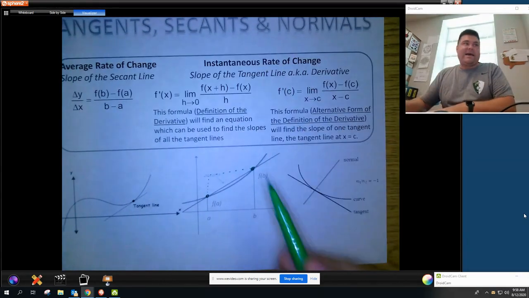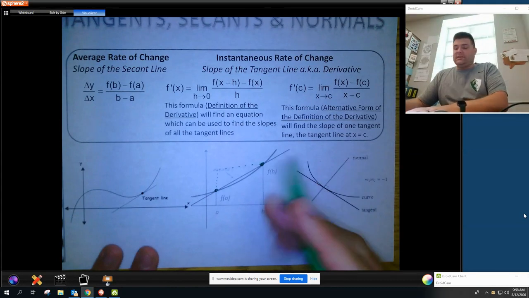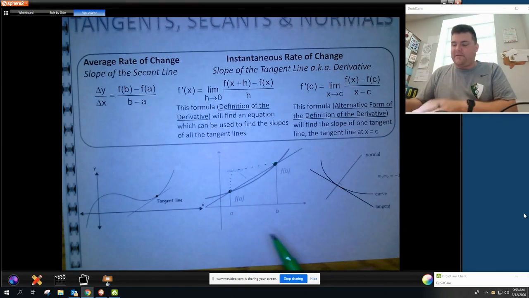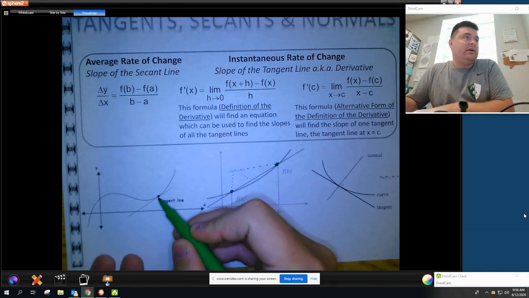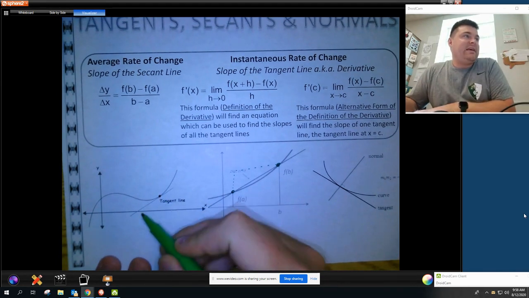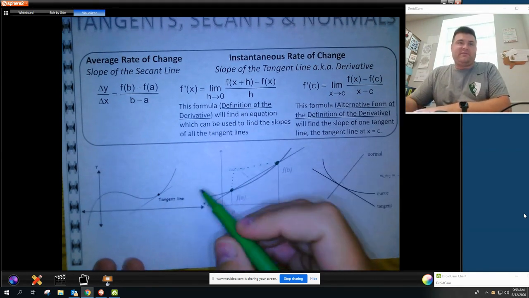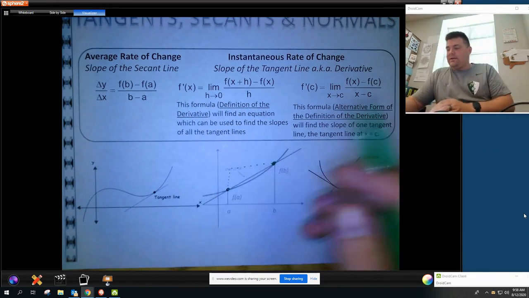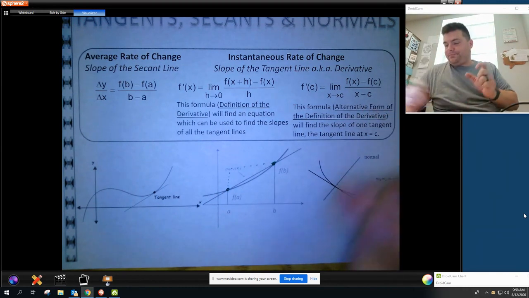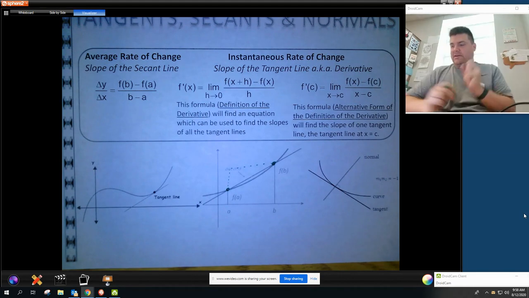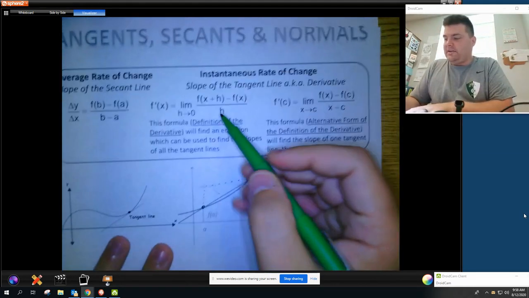Now, to get the rate of change at a certain point on a function, like this one right here, we want to find the tangent line. To find the tangent line, we're really trying to find a secant line where the difference is almost nothing. And that's why we come to this equation right here.